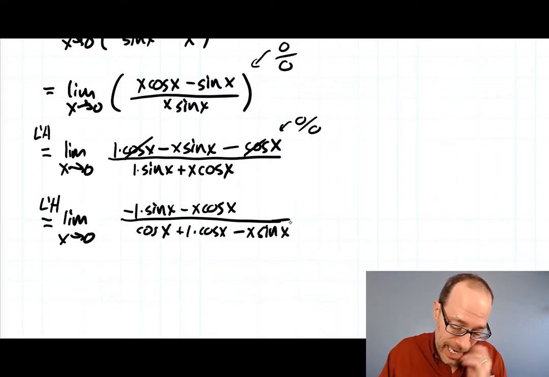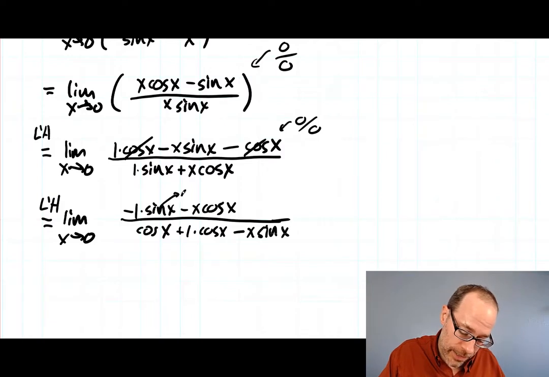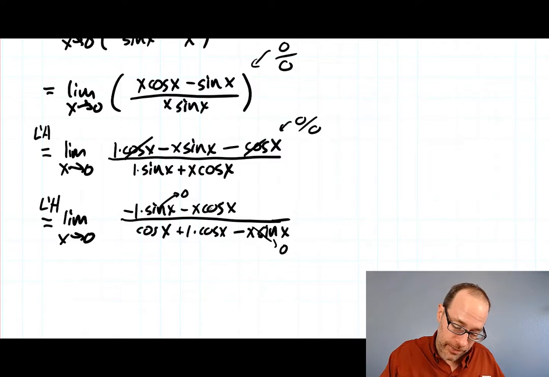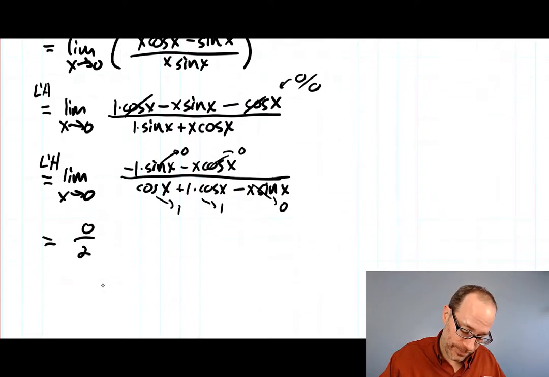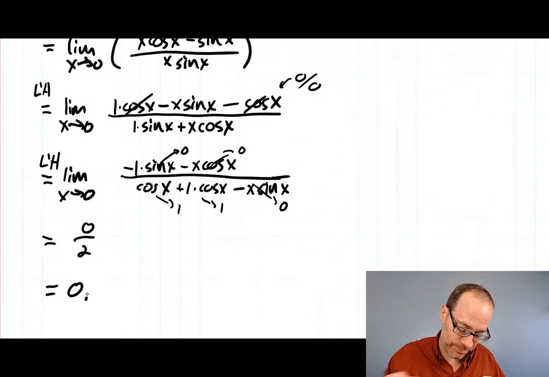Okay, now the top, the sine will be heading to 0, and this guy will be heading to 0, and this guy will be heading to 0 because of the x, but the bottom will be converging to 2. So we just get 0 divided by 2, and, well, that's still 0. So the answer is 0.